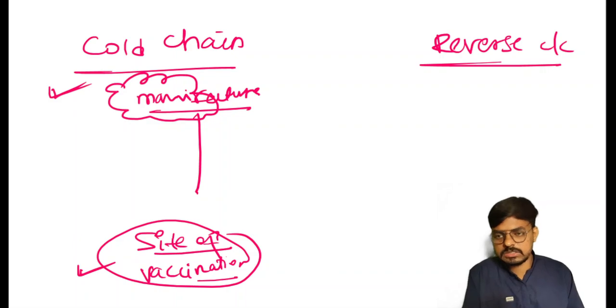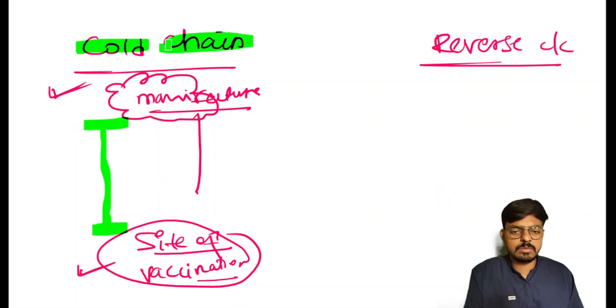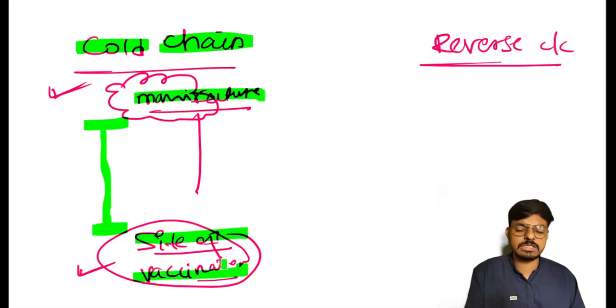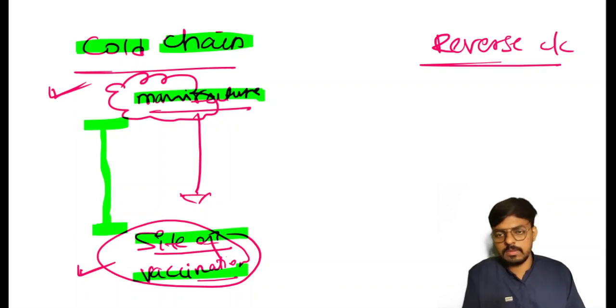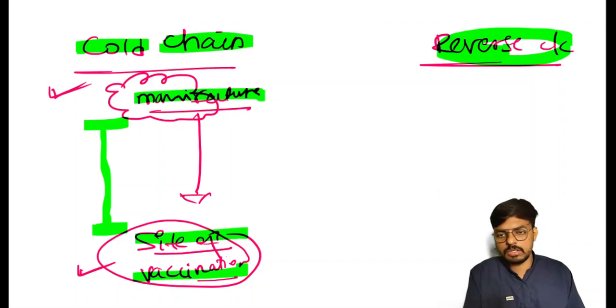We need to maintain a very important basic temperature for the vaccines, which is called the cold chain. Cold chain is the maintenance of the proper temperature of the vaccines from the site of the manufacturer to the site of vaccination. This is called the cold chain, to maintain the integrity of the vaccines. Then what is the reverse cold chain? Reverse cold chain is very important, students.